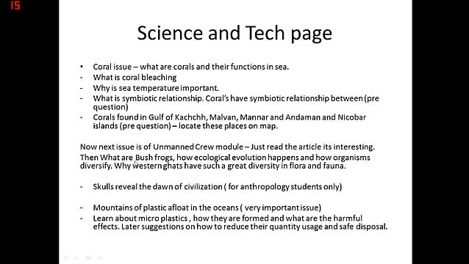Then the next article is related to the diversification of frogs in the Western Ghats. So what are bush frogs? This could be asked. How does ecological evolution happen and how do organisms diversify? This is the question which you have to answer. Why do the Western Ghats have such a great diversity in flora and fauna? Just think about this. And if you are not able to understand these things, just go through the last biology chapters in class 12th NCERT.